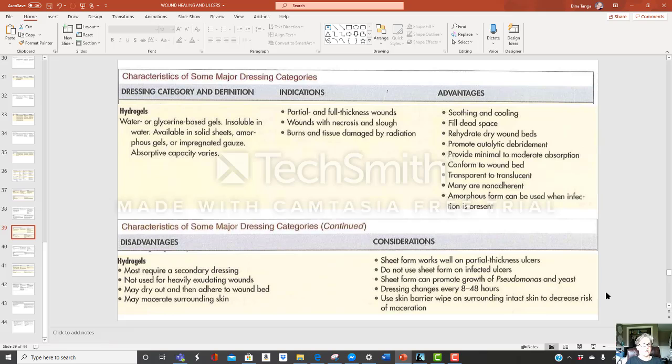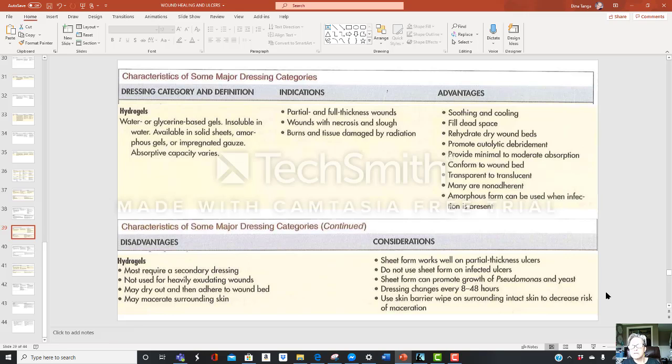Hydrogels. Water or glycerin-based gels insoluble in water. Available in solid sheets, amorphous gels, or impregnated gauze. Absorptive capacity varies. Indications: partial and full thickness wounds, wounds with necrosis and slough, burns and tissue damage by radiation.